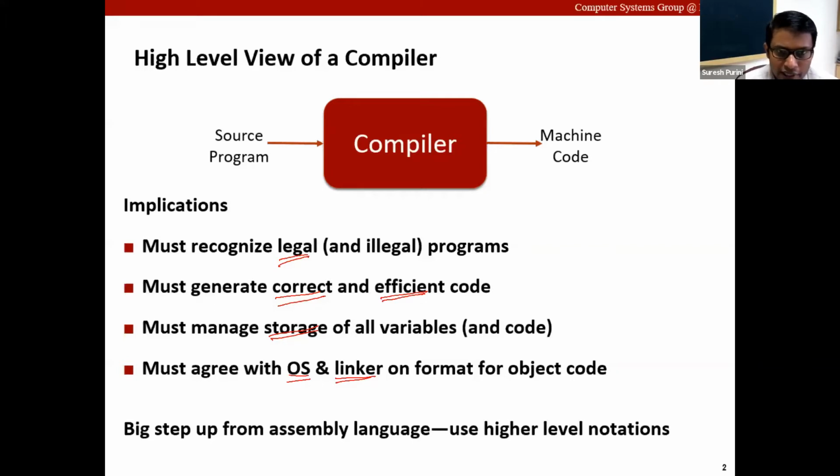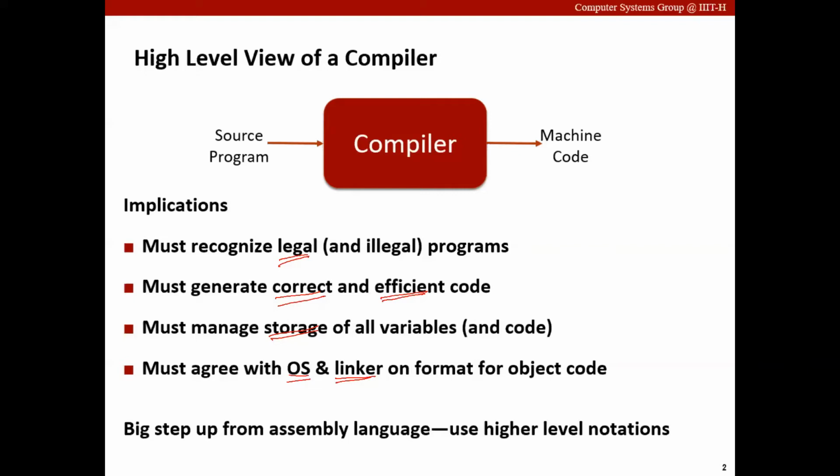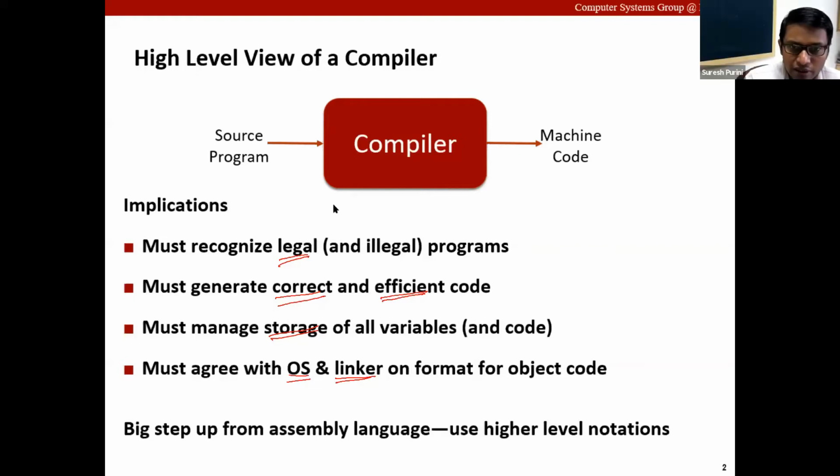Okay. So as I said in the last class, in terms of complexity, there is a humongous difference between compilers and assemblers. Mapping assembly code to object code is relatively an easy task, but mapping C code or C++ code into equivalent assembly code or object code is a very challenging task. 30 to 40 years of research went into designing this complex piece of software which we call a compiler.